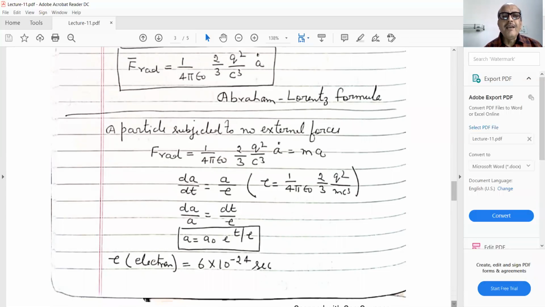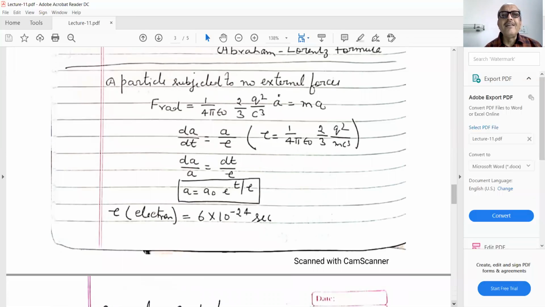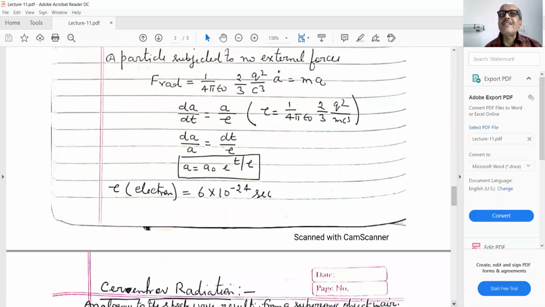If you see, the result of this equation is very interesting and very amazing also. A will increase as a function of time, which is never possible. And if you calculate the value of tau for an electron, you know the charge on the electron, you know the mass of the electron, you know the velocity of light. If you calculate this, this formula will be applicable over a time interval of 6 into 10 to the power minus 22, because it is just like a time constant for this.